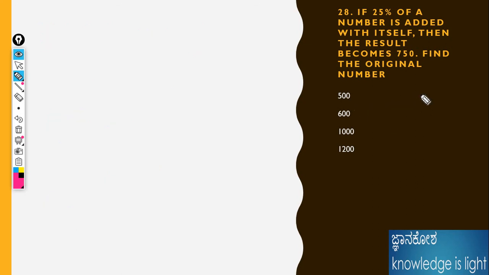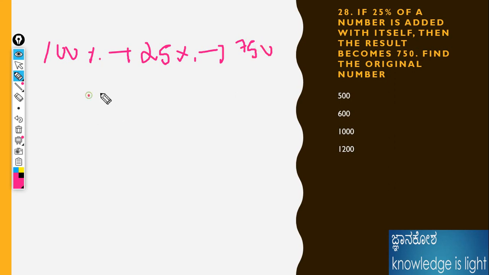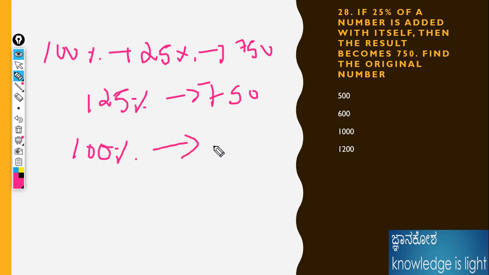One more method is present, we will do it. What is the number? 100% is the number. If we are adding 25% of that number, that should come to 750, isn't it? Therefore 125% is 750. Then what should the original be? The original is 100%. We need to think that 100% is 750, as already told in the unitary method.